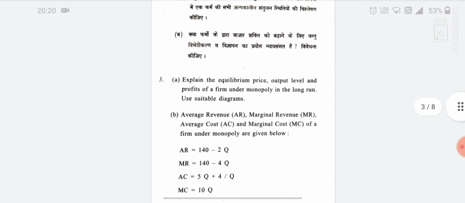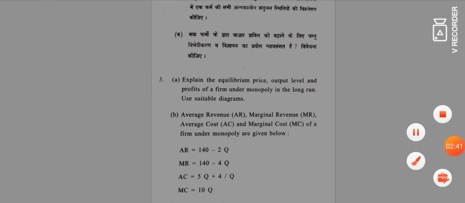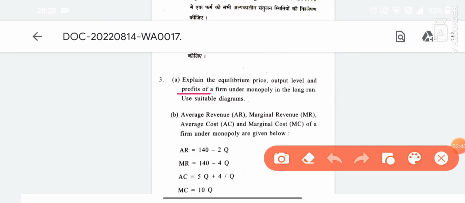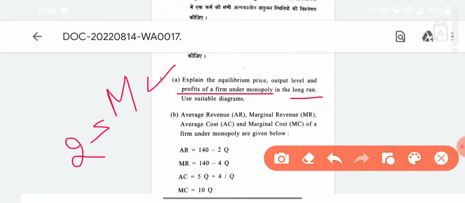The next question is: explain the equilibrium price, output level, and profit of a firm under monopoly in the long run. So this is also from the monopoly chapter. Two questions from the monopoly chapter. That means the monopoly chapter is important.